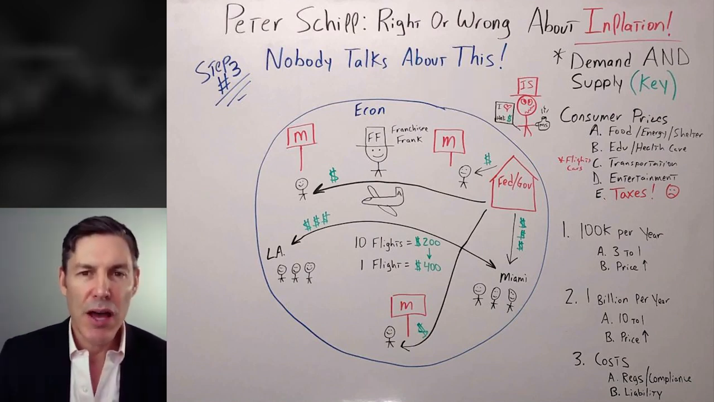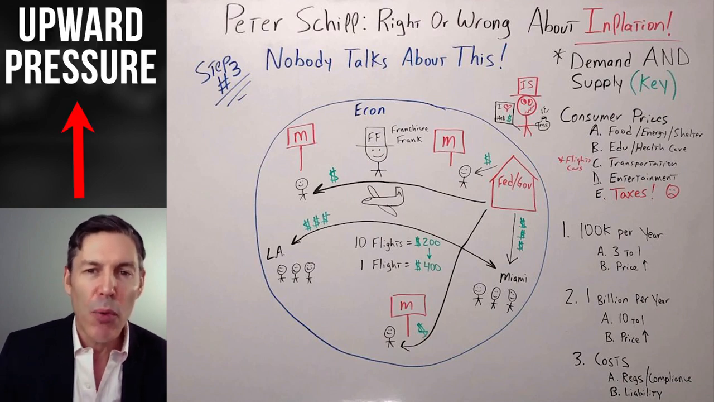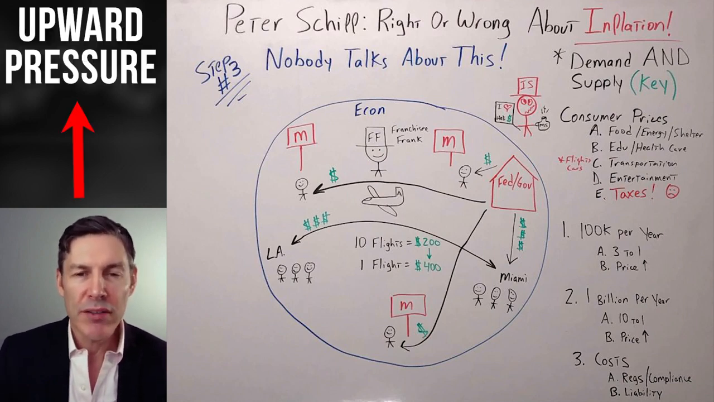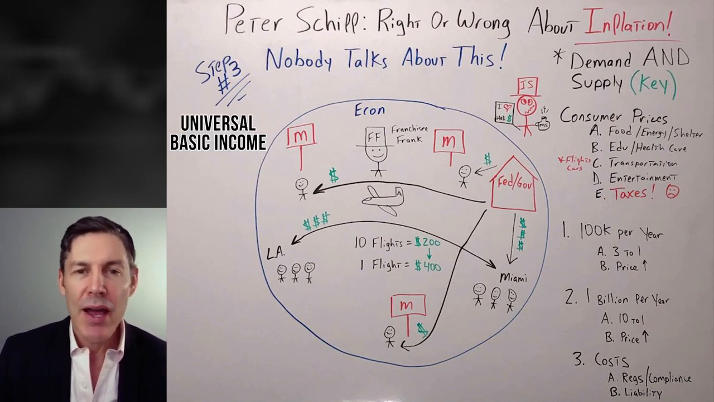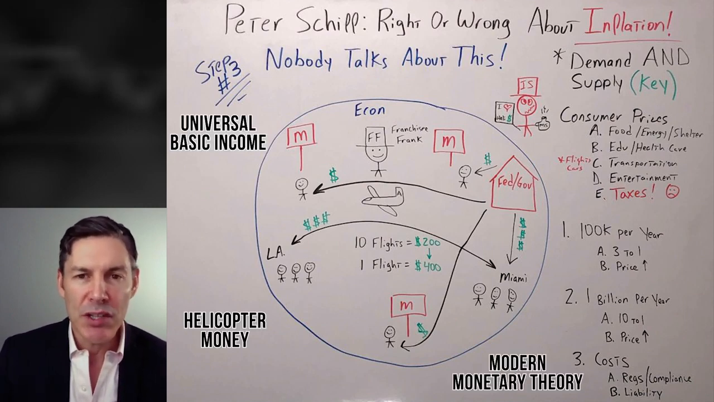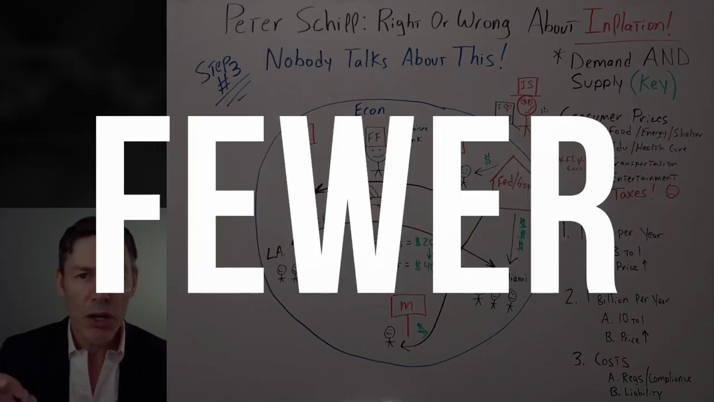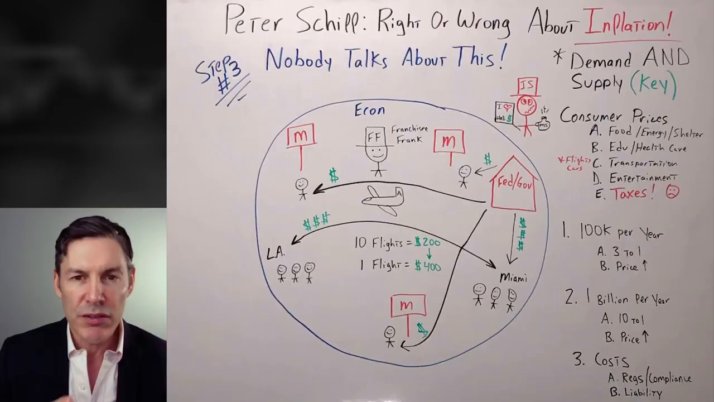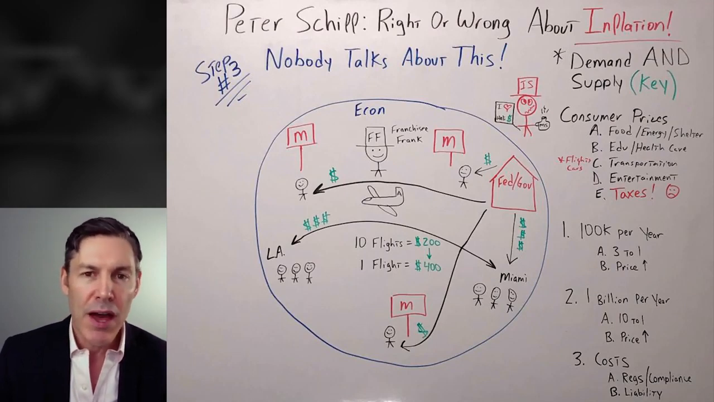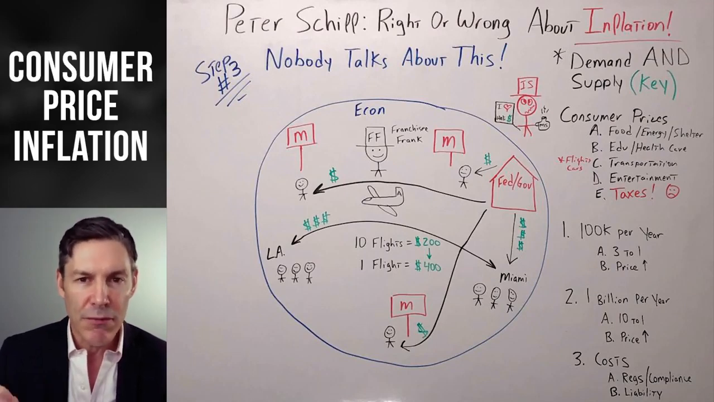So as the supply of goods and services in the real economy is shrinking over a long period of time, most likely putting upward pressure on prices, we also have UBI, helicopter money, MMT, whatever you want to call it. We have more currency units in the economy circulating, chasing fewer goods and services. The result of this over time is always the same, and that is consumer price inflation.